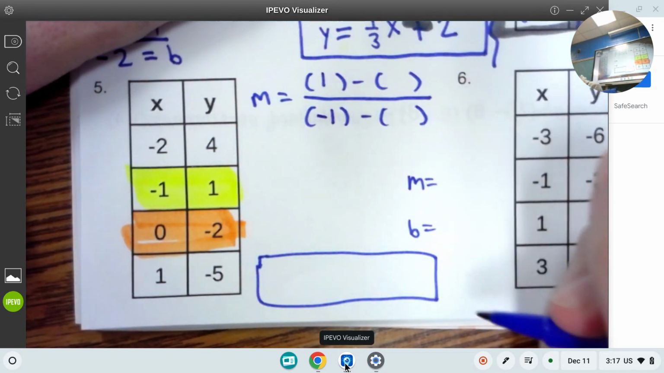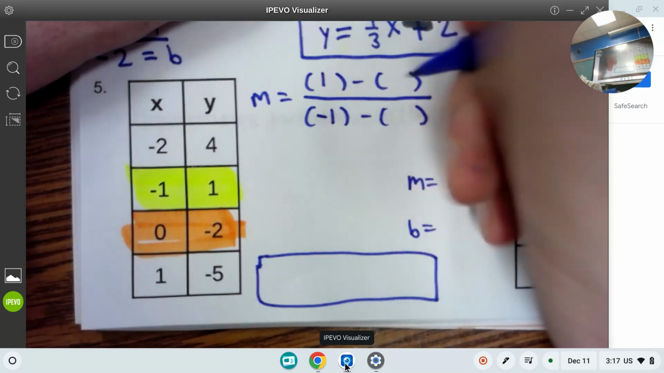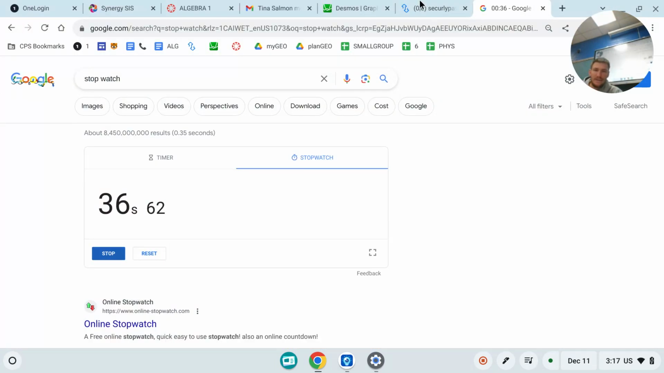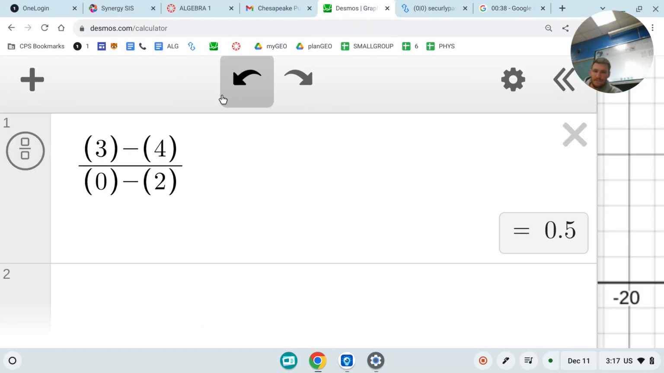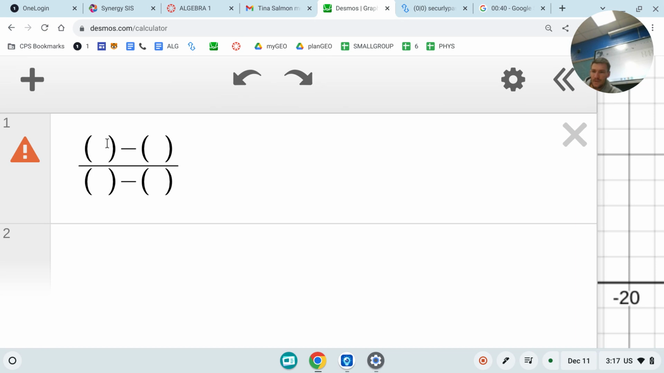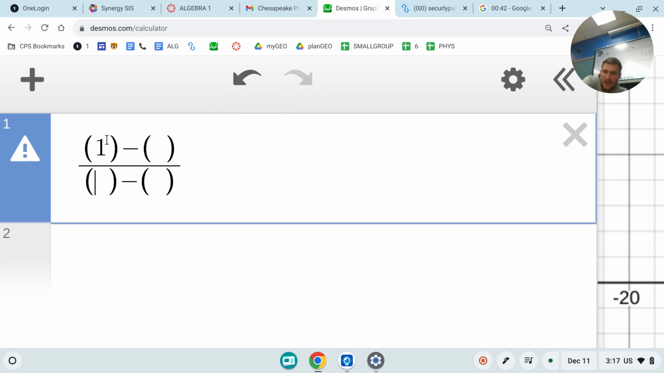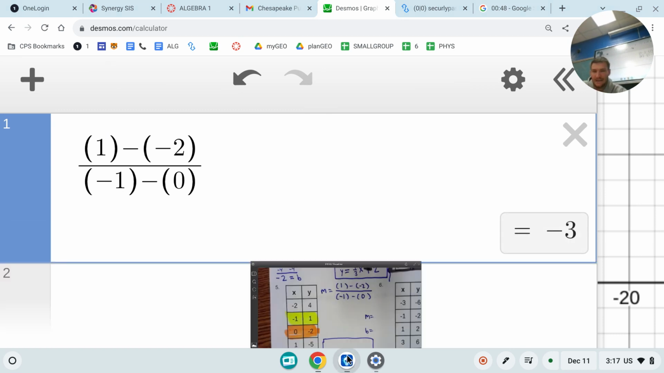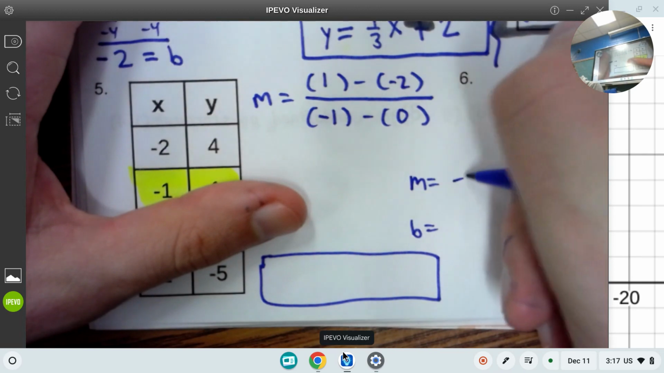1 on top of negative 1, because the y value is on top. Negative 2 on top of 0. Then I'm going to Desmos. It's only been 30 seconds so far. Hitting undo. And I'm going to type this in. 1 on top of negative 1, or on the other side, negative 2 on top of 0. I got negative 3. So that means my m is -3.